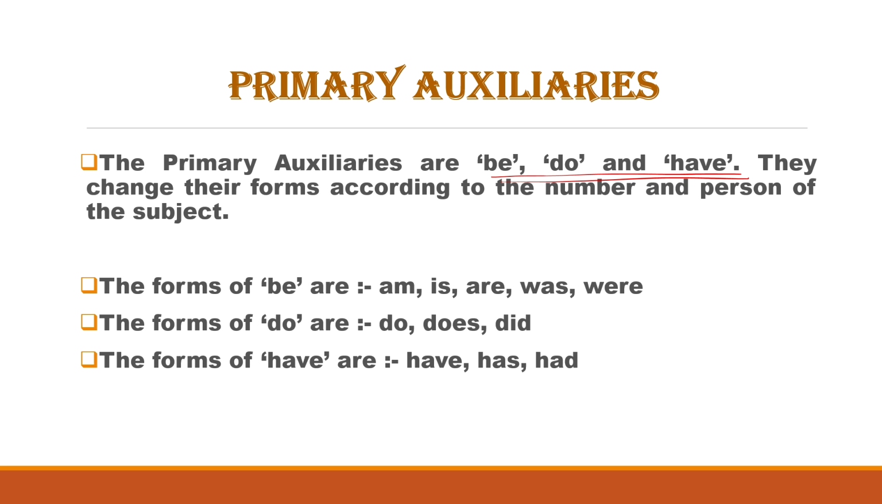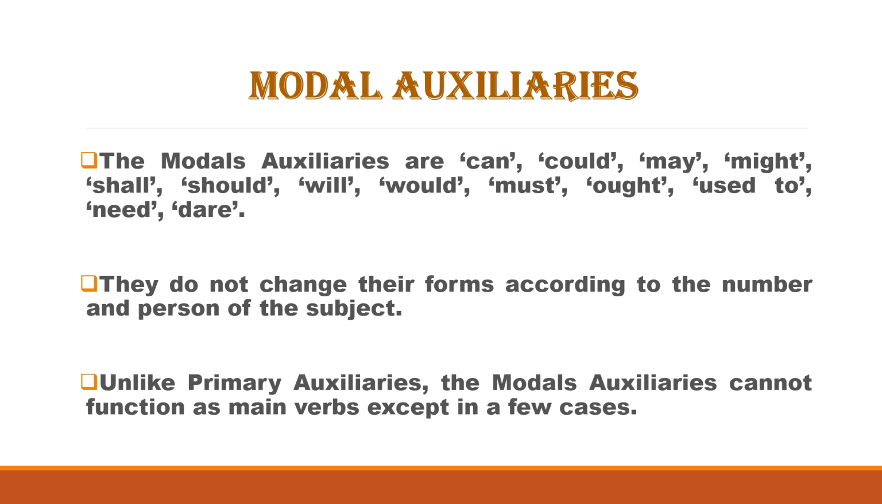The forms of be are am, is, are, was, were. Be has two other forms also, that is being and been. Now, next the forms of do are do, does, did. Then forms of have are have, has, had. Now, next is modal auxiliaries.